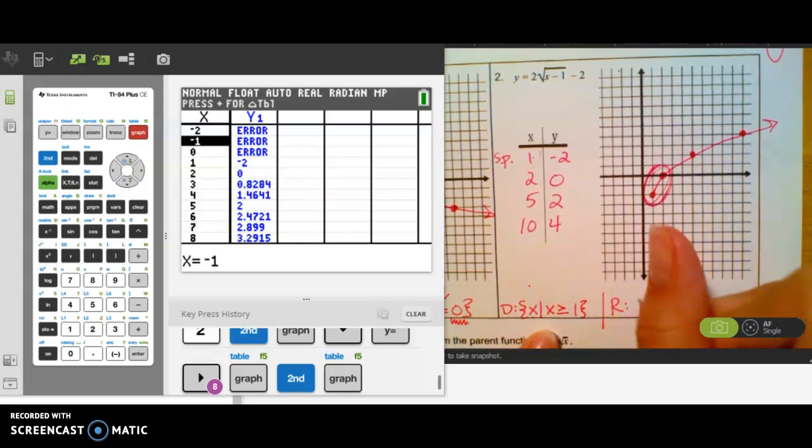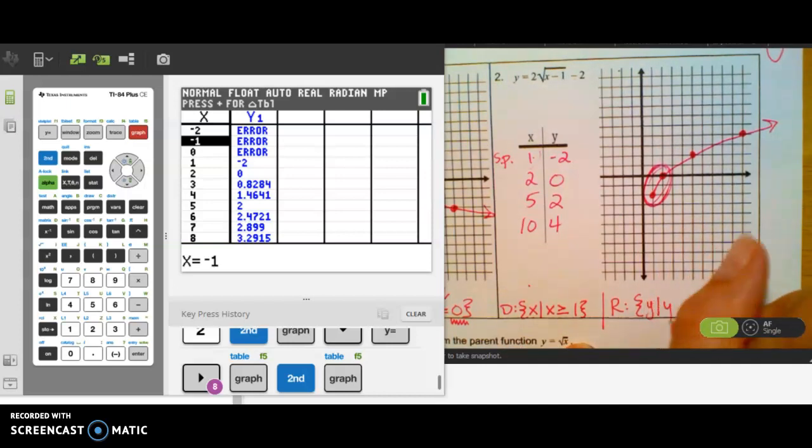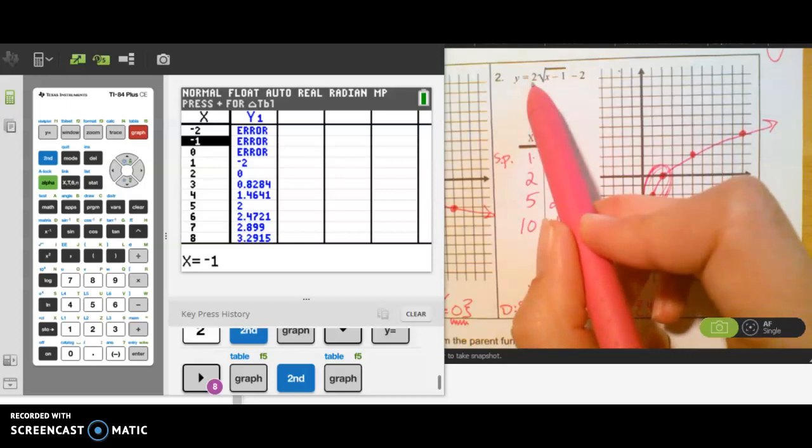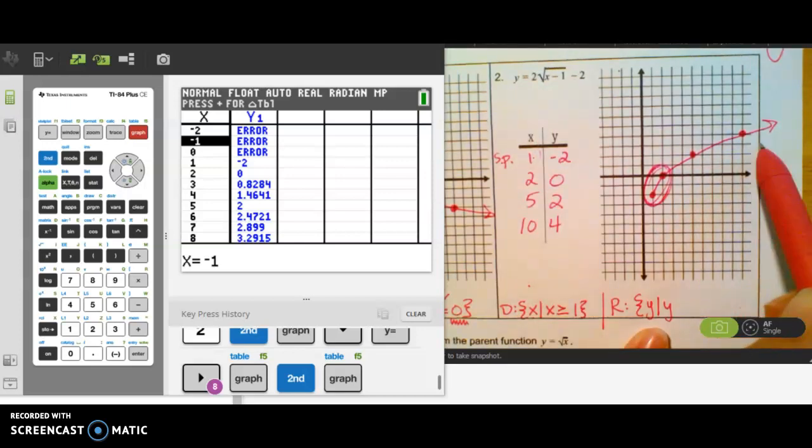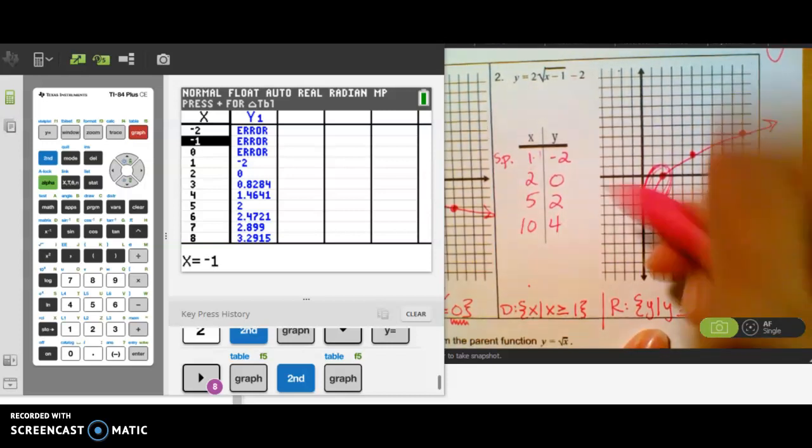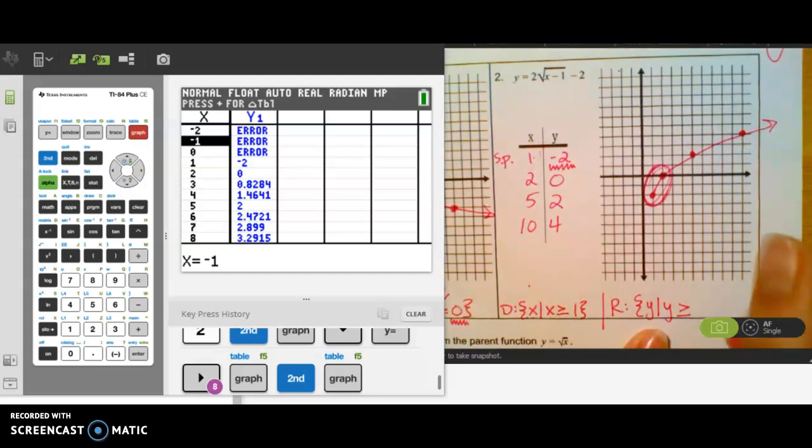Then our range, y such that y is greater than, or is it less than? Was this one reflected? No, this one is going up, which means it starts here and it goes up forever and ever and ever. So y is greater than or equal to the y value of our starting point, negative 2.